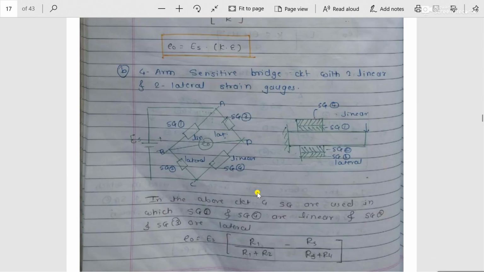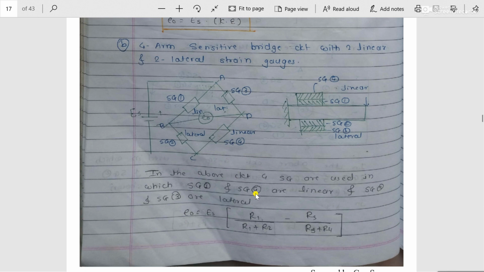Now we'll discuss the 4 arm sensitive bridge circuit, in which out of the 4 strain gauges, 2 are linear strain gauges and the remaining 2 are lateral strain gauges. For the same condition, that is the 4 arm sensitive bridge circuit, we did the derivation in the last lecture. But in the last lecture, in the 4 arm sensitive bridge circuit we considered, all 4 strain gauges were linear strain gauges. But now in this condition, out of 4 strain gauges, 2 are linear and the remaining 2 are lateral strain gauges.